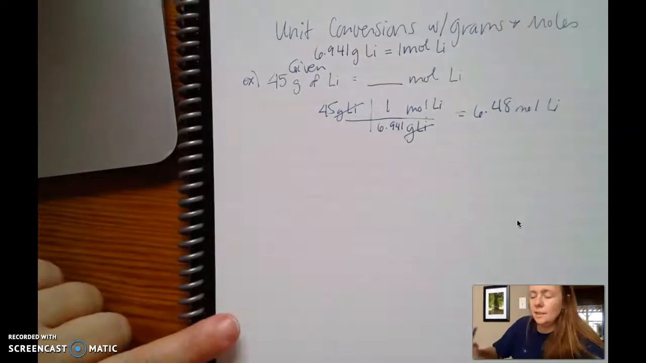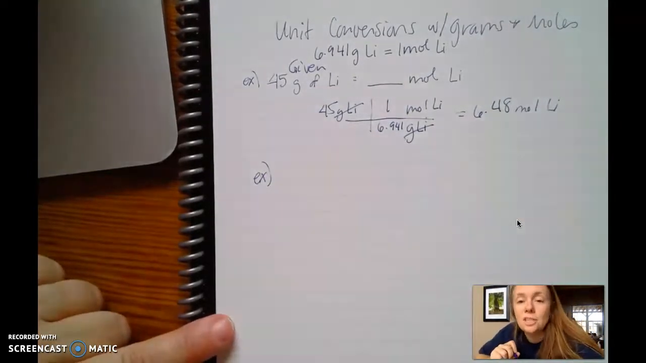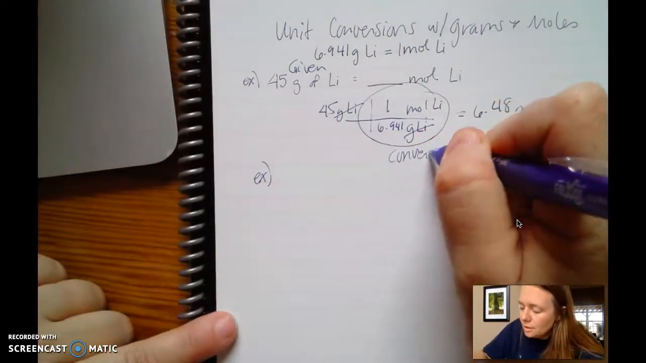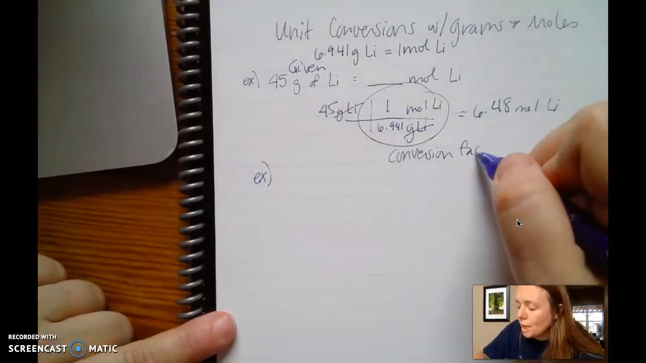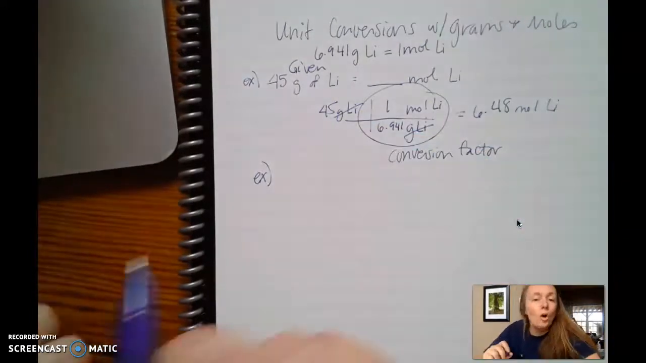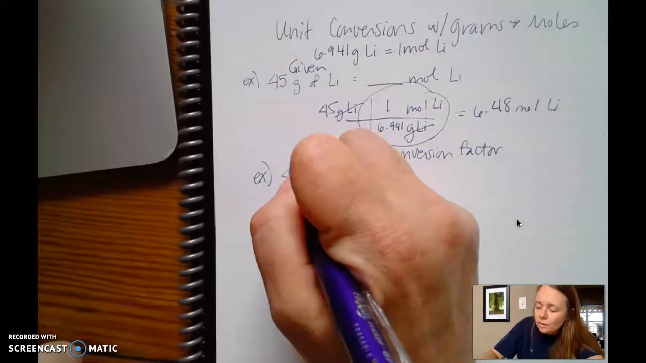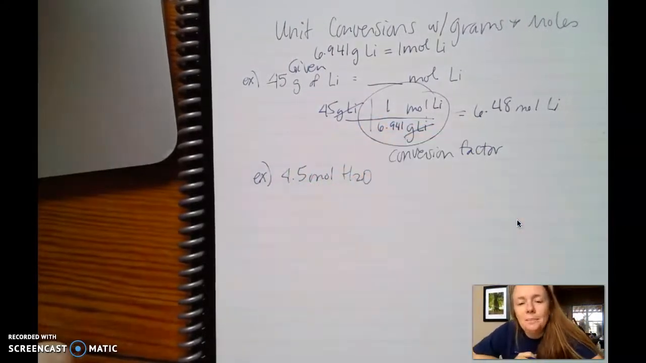Okay, let's look at an example starting the other way, starting from moles and changing it into grams. And remember, this conversion factor changes for every different element. You've got to look at your periodic table to find out what it is. Let's do one that's a whole entire compound. Let's do water. So if I have 4.5 moles of water, how many grams is that?